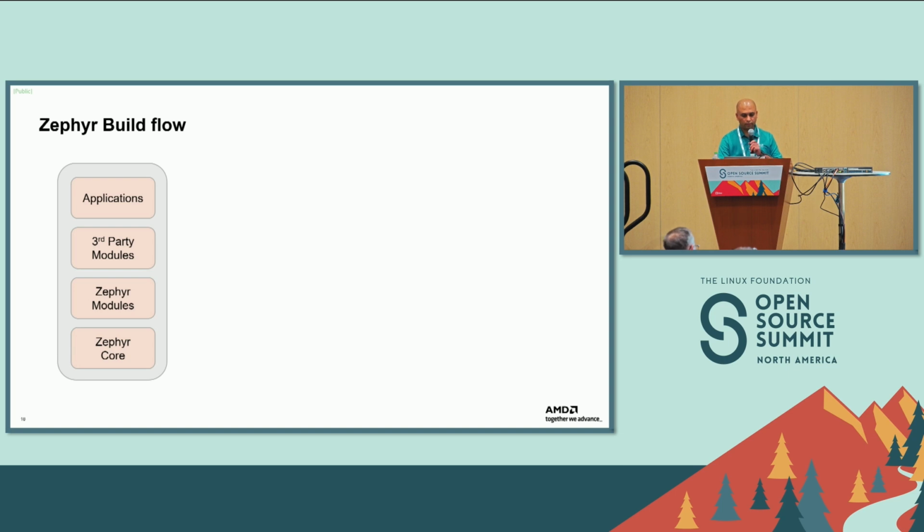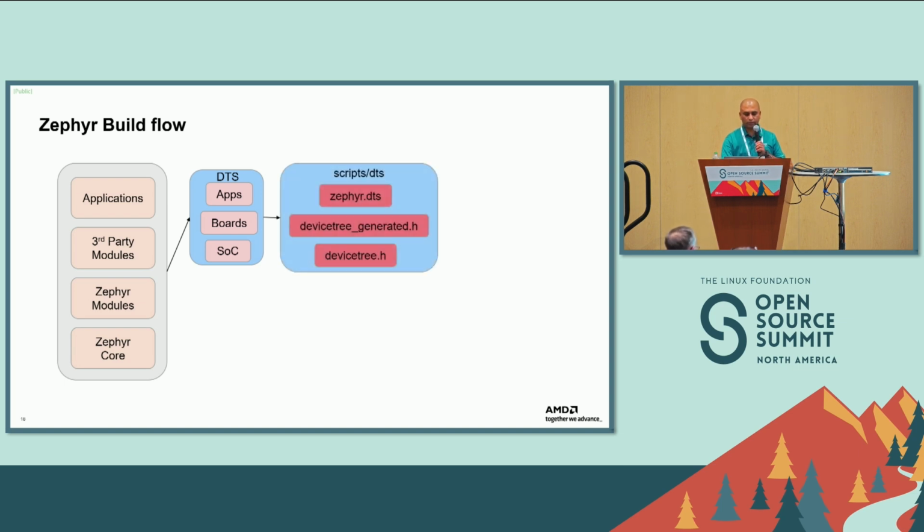This is the Zephyr build flow. You have the application, your third-party modules, the Zephyr modules, and the core Zephyr. Basically, you need two components to build Zephyr. The first one is the device tree, and the device tree, again, can be your application-specific device tree, your board-specific device tree, and your SoC-specific device trees.